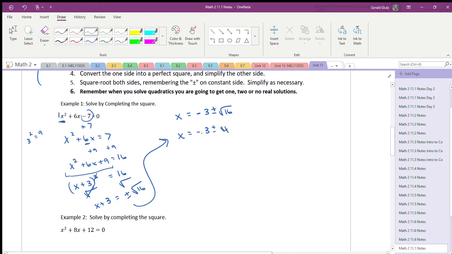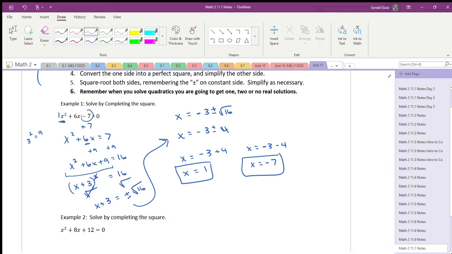So x is equal to negative 3 plus or minus 4. Since these are both whole numbers, I can combine them. What this is saying is I have x equal to negative 3 plus 4, and I also have x equal to negative 3 minus 4. See, plus or minus. So negative 3 plus 4 is 1. Negative 3 minus 4 is negative 7. So our two answers are x equals 1 and x equals negative 7.